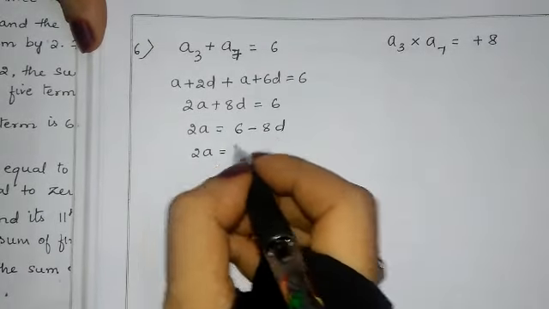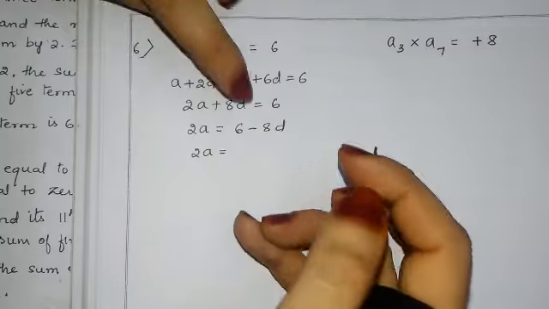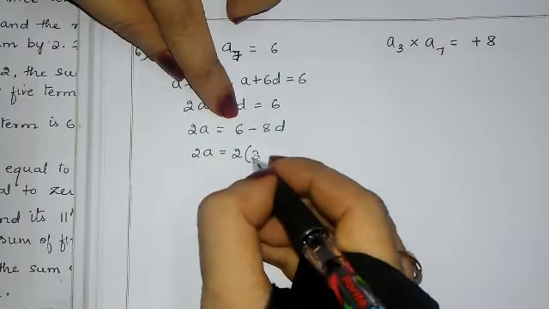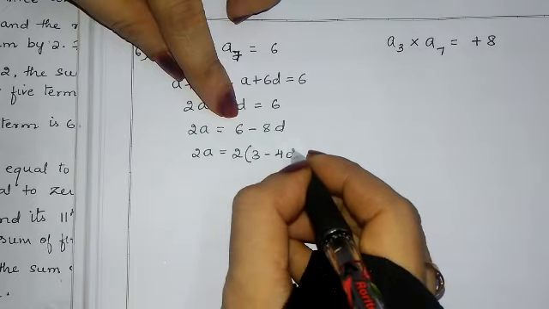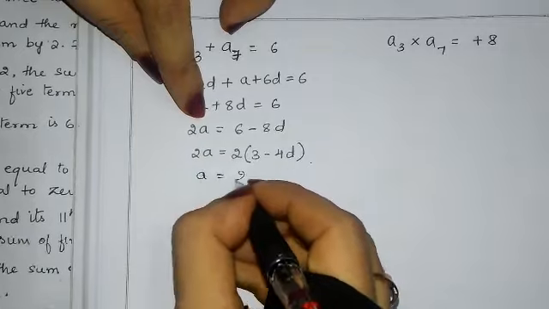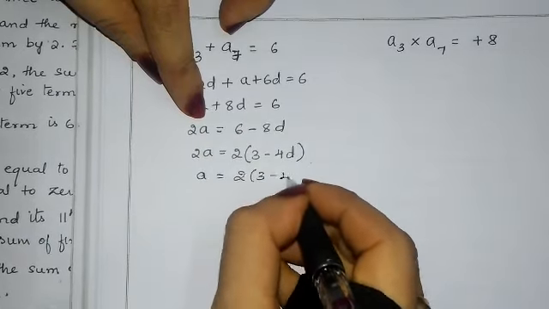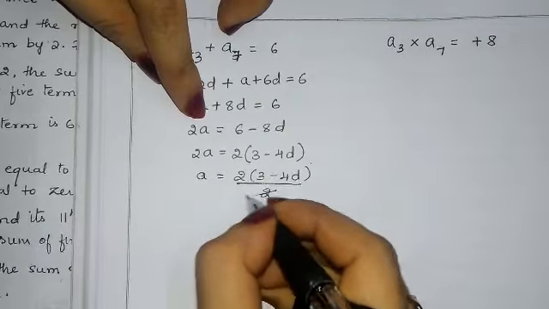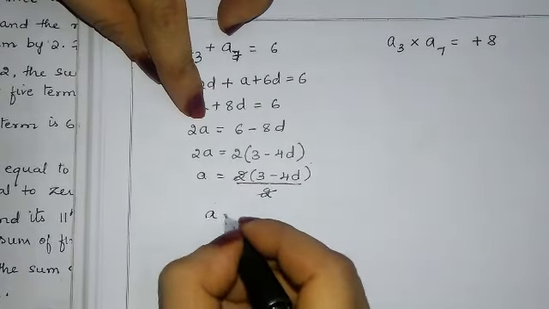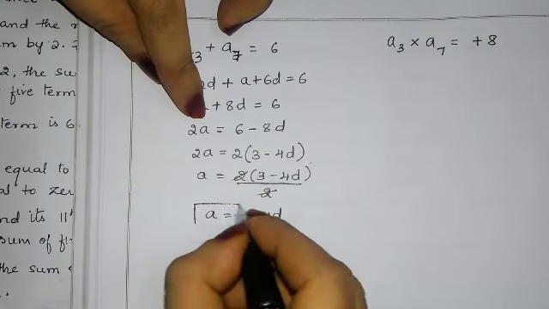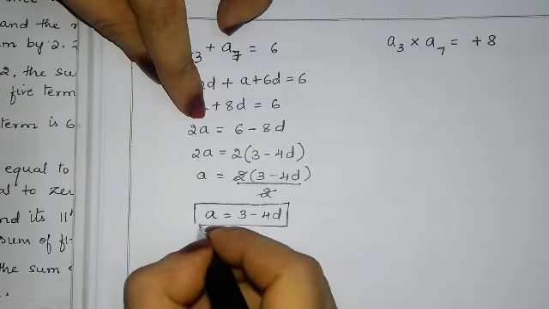2a is equal to, what is common in these two terms? 2 is common. 2 3s are 6, 2 4s are 8. So, a is equal to 2 into (3 minus 4d) upon 2. The 2 gets cancelled. A is equal to 3 minus 4d. What we got? A is 3 minus 4d.